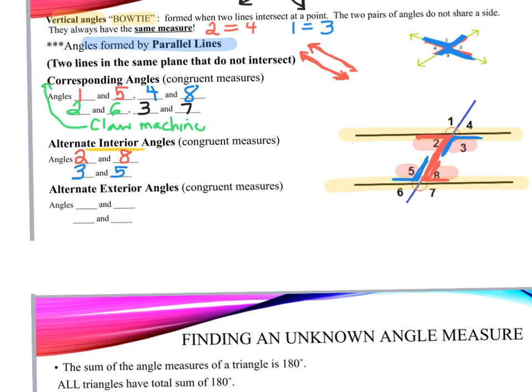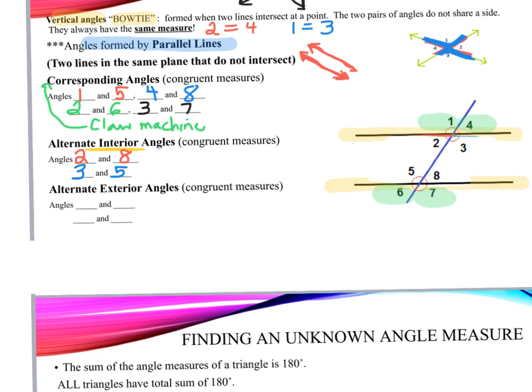All right, now let's look at exterior. Let's erase that. So exterior angles will be on the outside of my parallel lines. So we're going to be looking at 6, 7, 1, and 4. Those are all on the outside of the parallel lines.